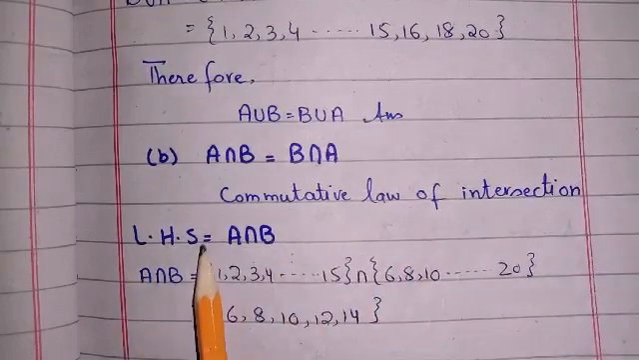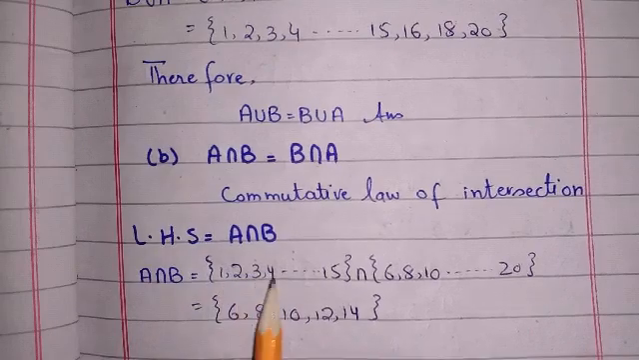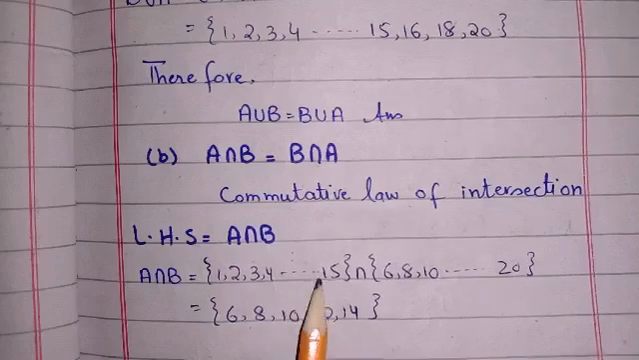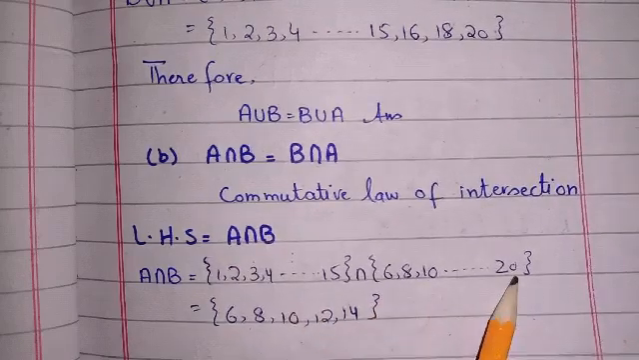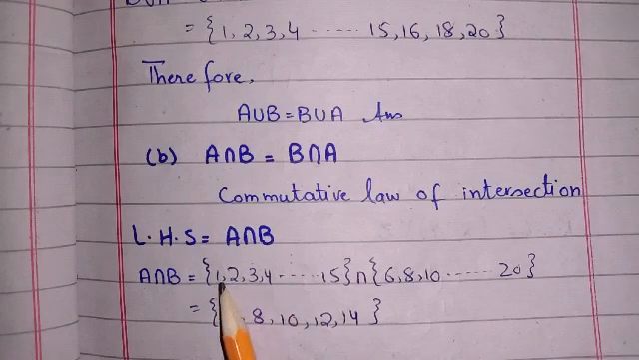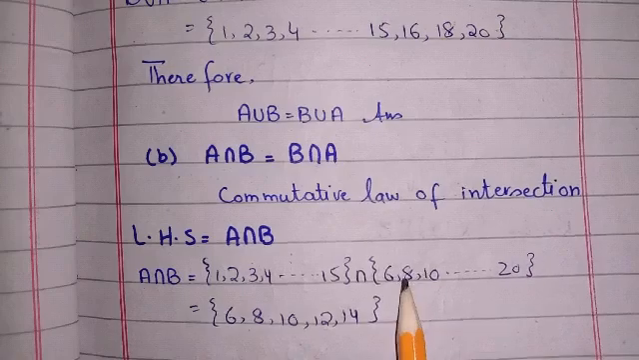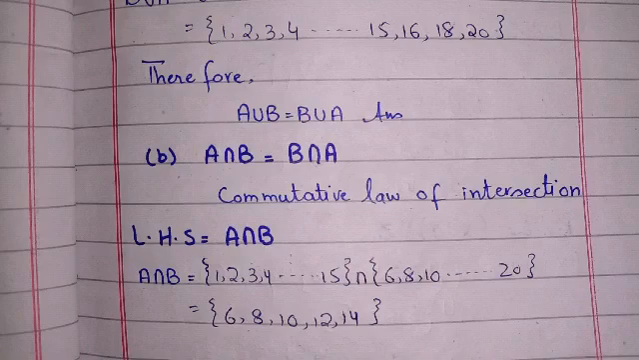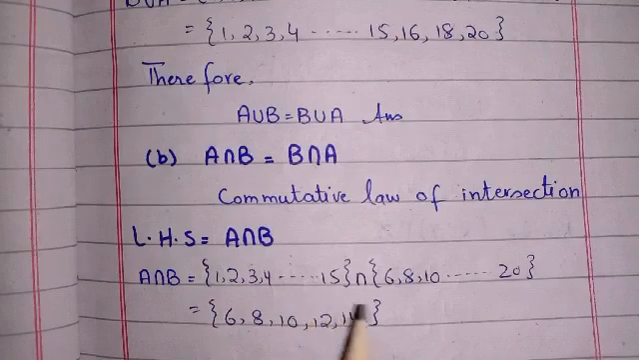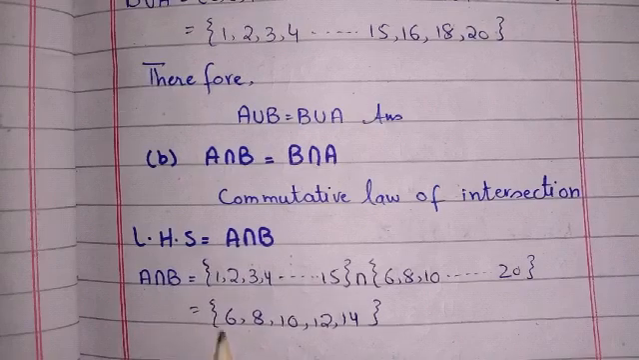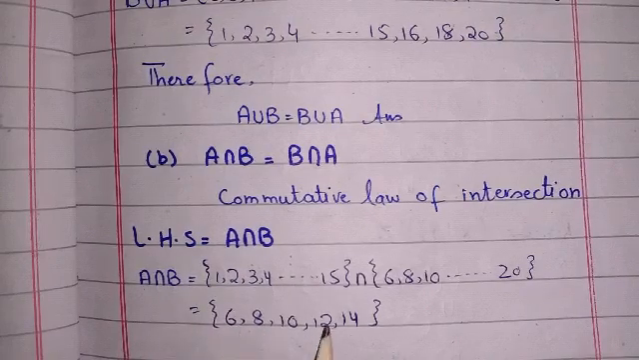We will write the left hand side first, A intersection B. We will write firstly the A set, then intersection, then the B set. In the A set we have 1, 2, 3, 4 up to 15 and in the B set we have 6, 8, 10 up to 20. In A we have all the numbers from 1 to 15 and in B we have only even numbers from 6 to 20. When we talk about the common elements in both sets, they are 6, 8, 10, 12 and 14. So A intersection B is equal to 6, 8, 10, 12 and 14.